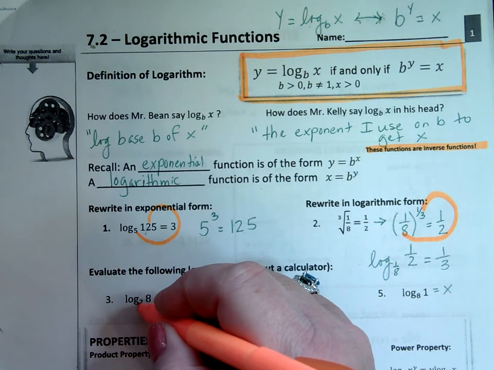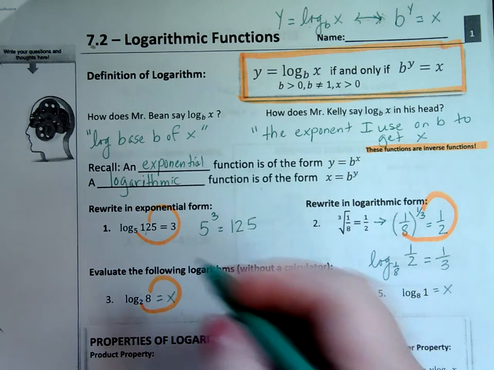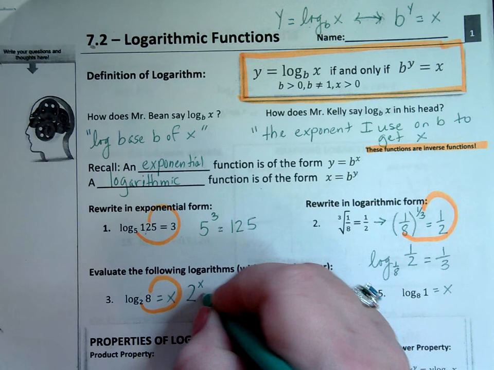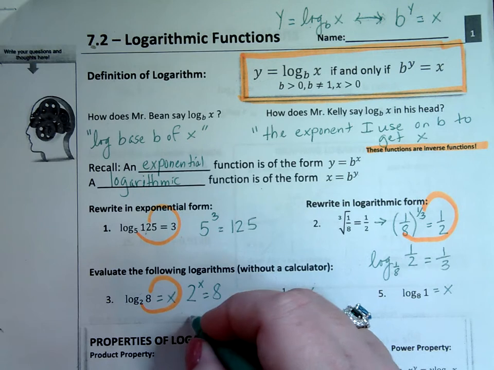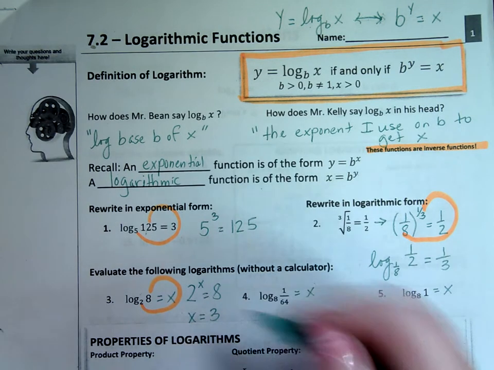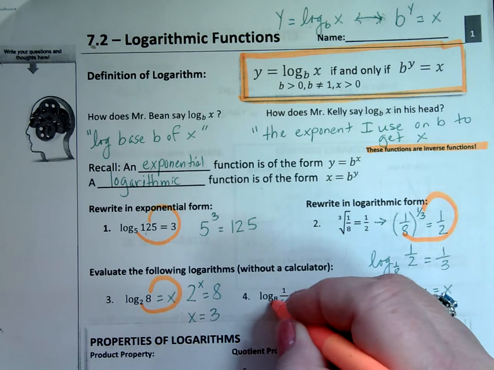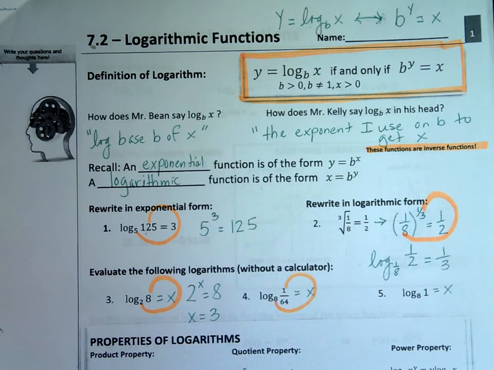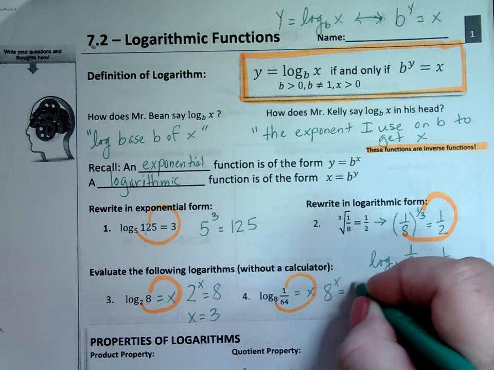All right, so let's try the loop method. Loop method with this. Start with the 2, go to the x, go to the 8. What would that look like if I write it? 2 to the x equals 8. All right, we'll think about that logically. 2 to what power equals 8? And I get an x that is 3. 2 to the third. 2 times 2 times 2, 3 times, gives me 8. If I apply the same loop method to this guy, start with 8, goes to the x, goes to the 1/64. So I have 8 to the x equals 1/64.